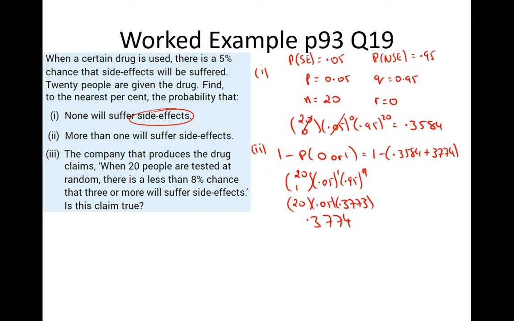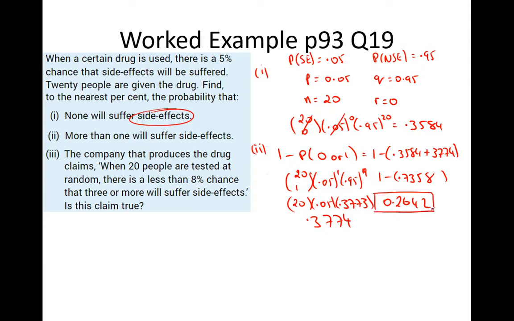Now 1 minus, don't forget, so add on to that 0.3584, and that becomes 1 minus 0.7358. Okay, just to round it off. So 1 minus that comes out as 0.2642. So that's the answer to part 2.